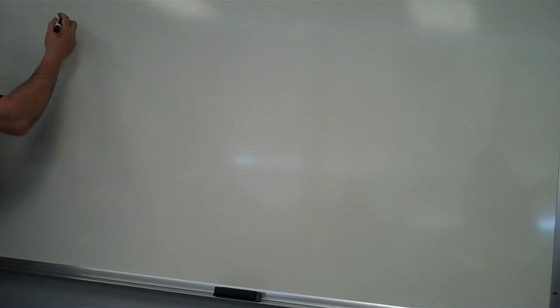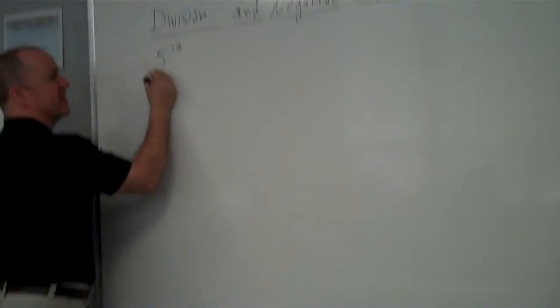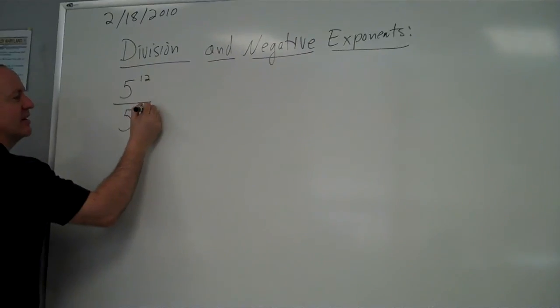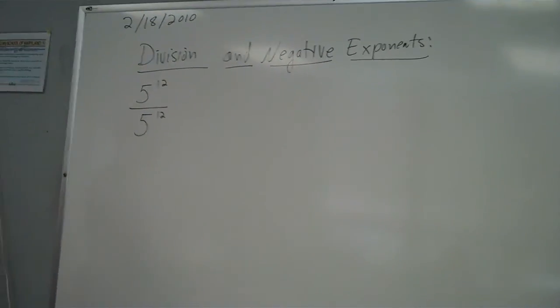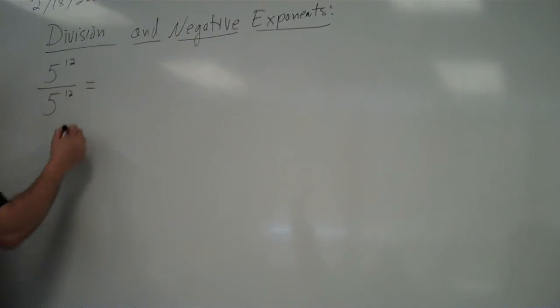Go. Okay, now, here's the first case. If I have 5 to the 12th power divided by 5 to the 12th power, based on the rule I just gave, what does this equal? 1.